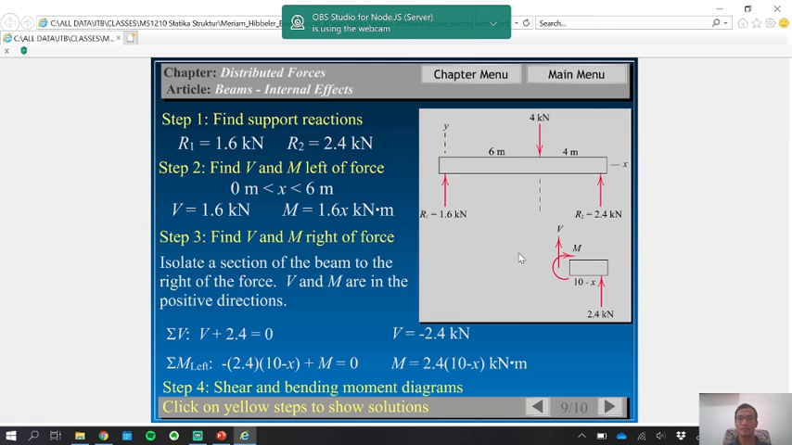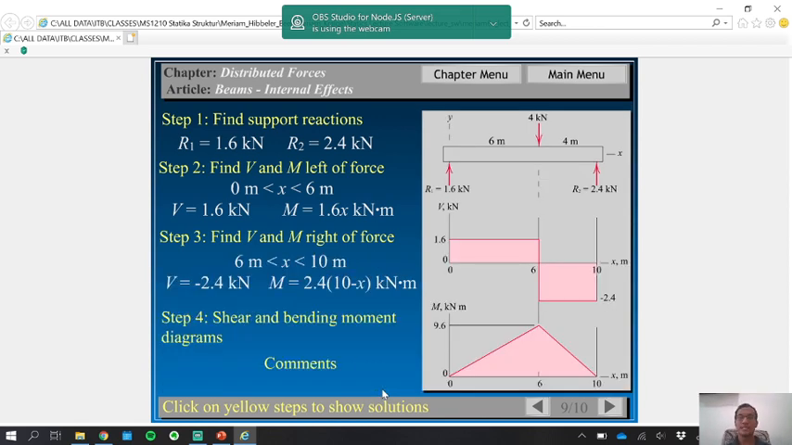Then we can calculate V and M using sigma Fy. What we get is V equal to minus 2.4 kilonewton. Then using sigma moment on the left, the moment is equal to 2.4 multiplied by 10 minus x kilonewton meters. Now that we have all the equations we need, the equation for V is like this and this, and the equation for the moment is like this and this. This is for the first part from 0 to 6, and this is for the second part from 6 to 10. Then we can draw.